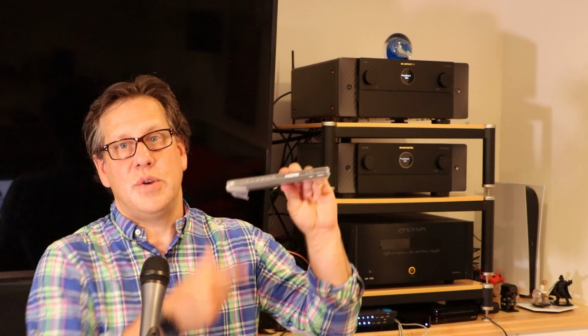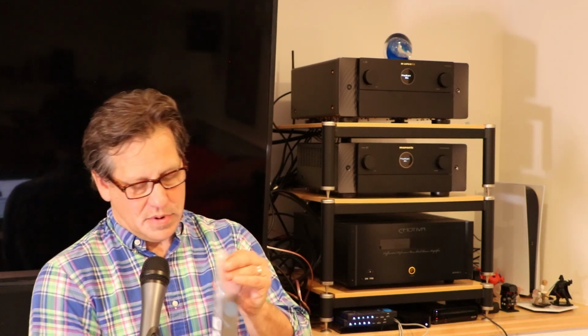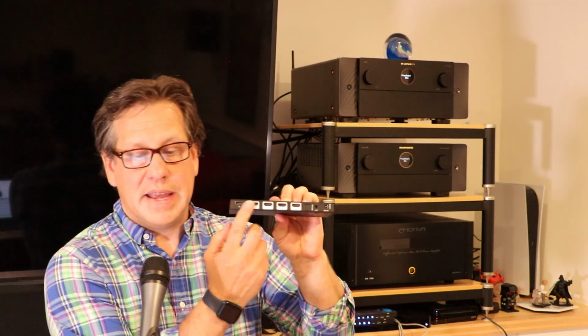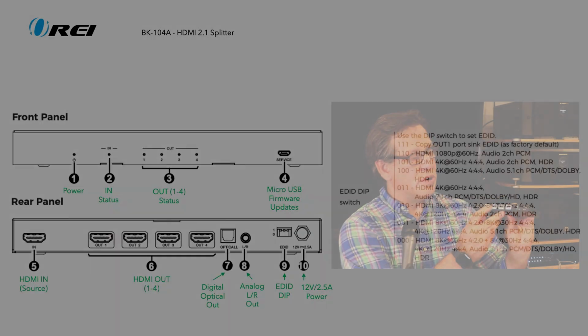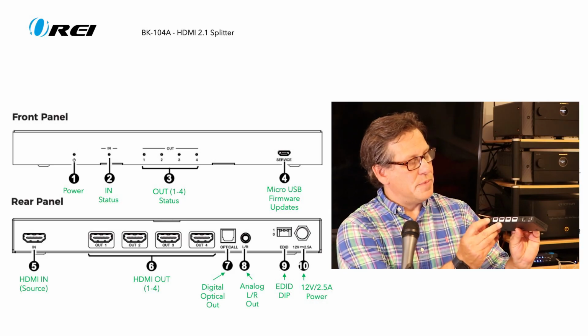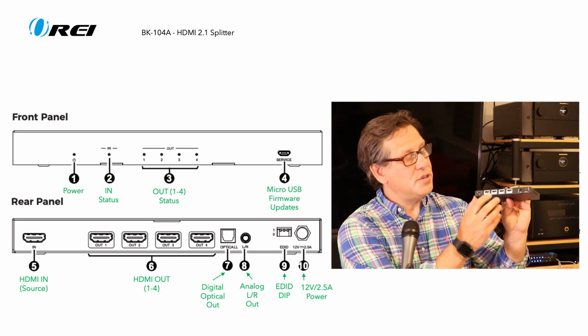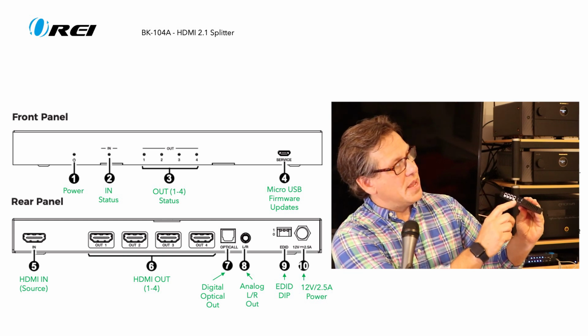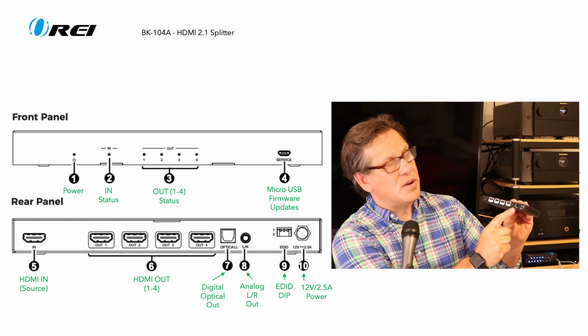So here is this unit. We'll take it out of its box. This is the new 8K unit, the BK-104A. So it does have the audio extraction. And we're looking at the back here, and you can follow on the slide a little bit better. But you put your input in here and you've got your 4 outputs. And then here is your extracted audio.